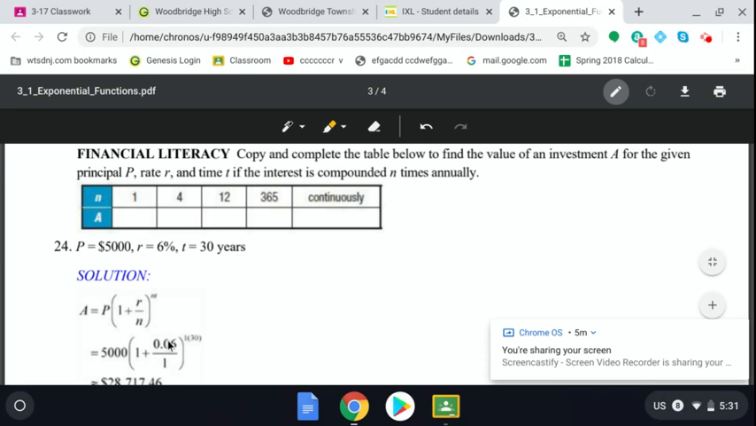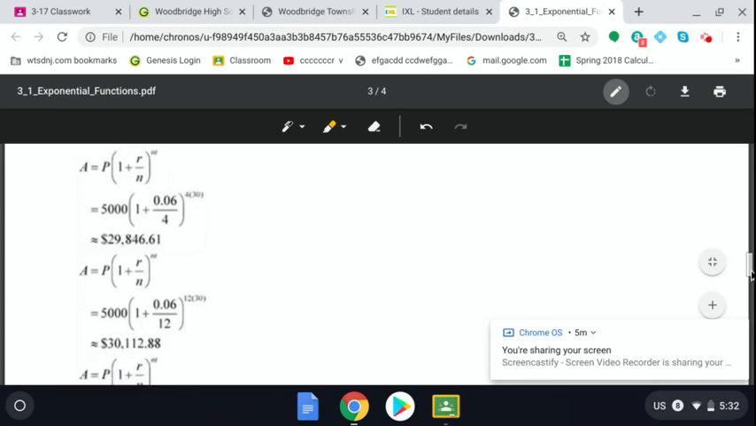So in this case, I can clearly see that the principal invested was 5,000. 1 plus the rate here is 6%. I know that because as a decimal, it's showing up as 0.06 over 1, which means it's being compounded once a year, and times the number of times compounded, which is 1, times the time. The time they want you to calculate for is 30 years. So that's what you substitute there. And then you can put it on the calculator and evaluate.